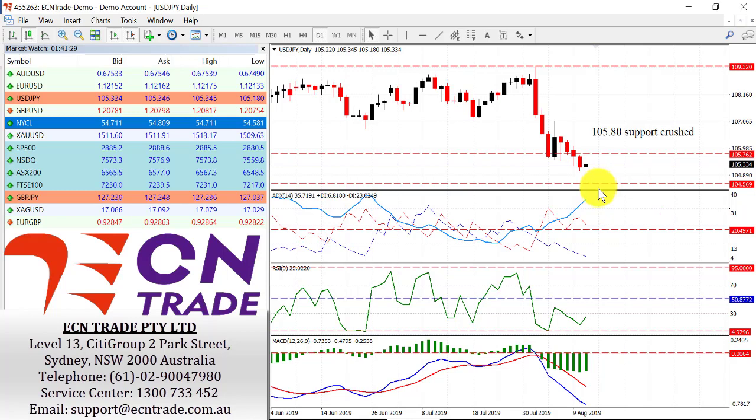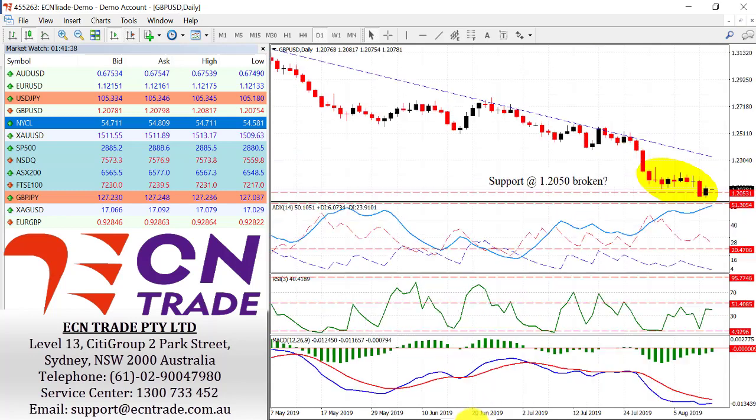So take profit around 104.45.55 and stop losses starting to accumulate just around 105.65.75.